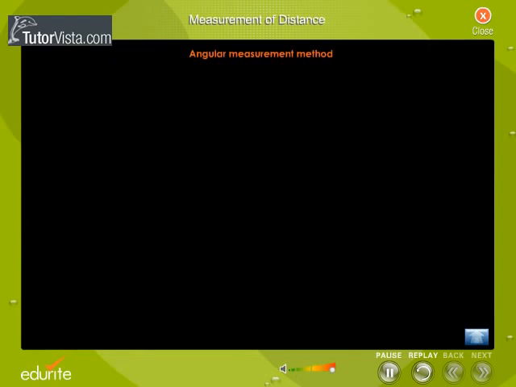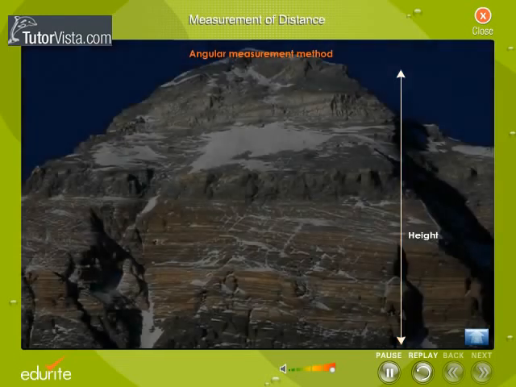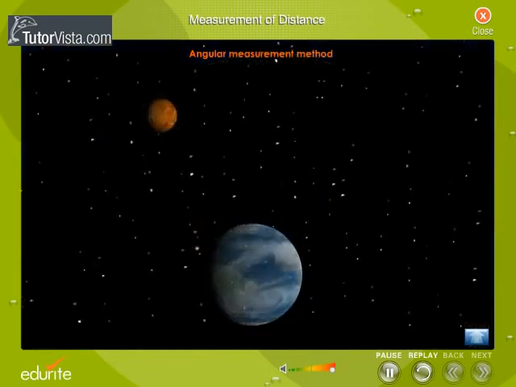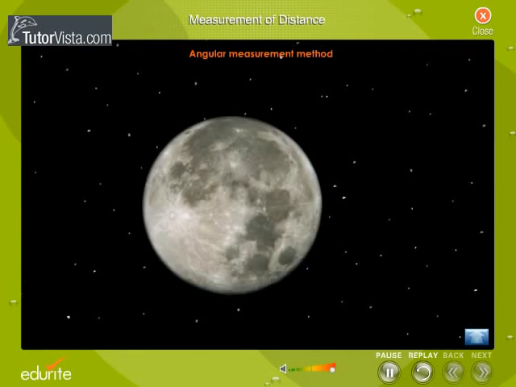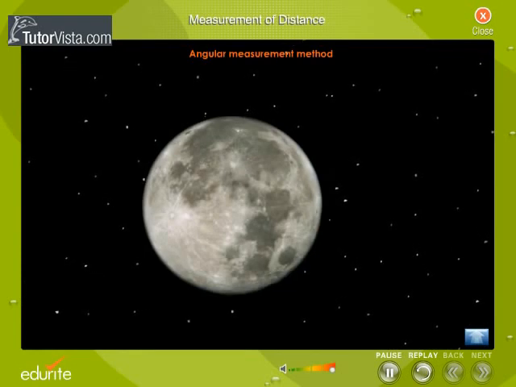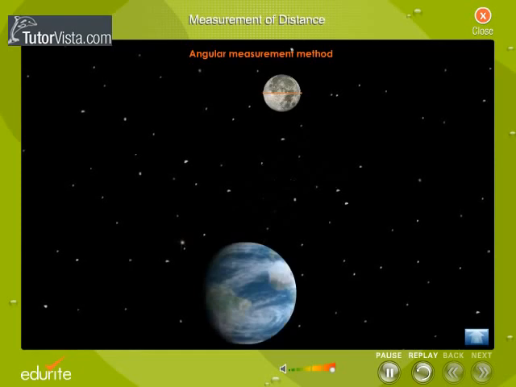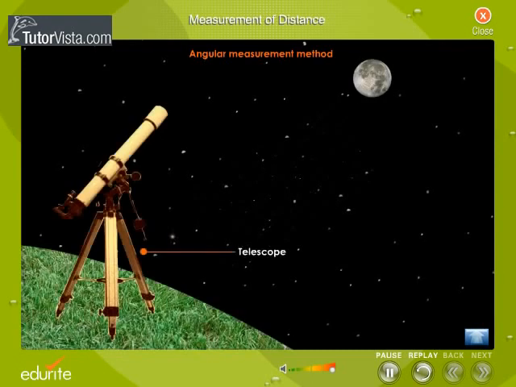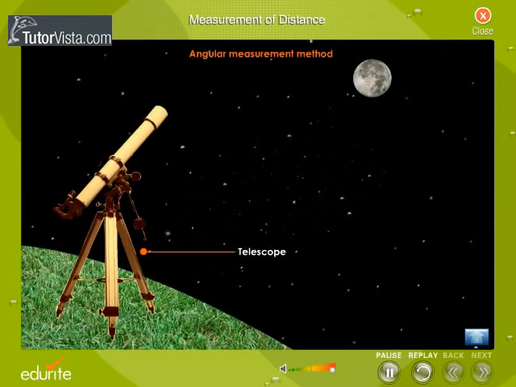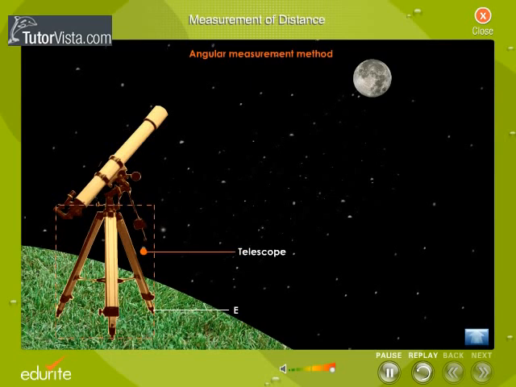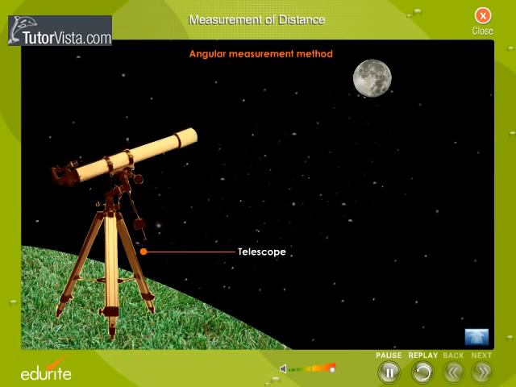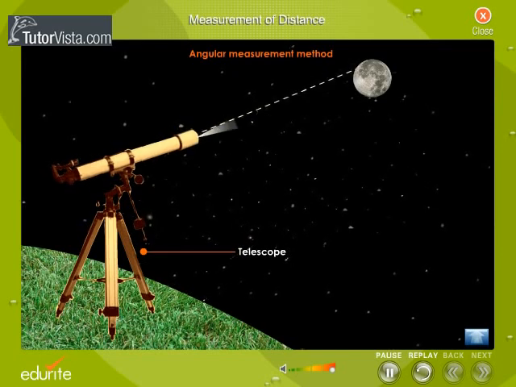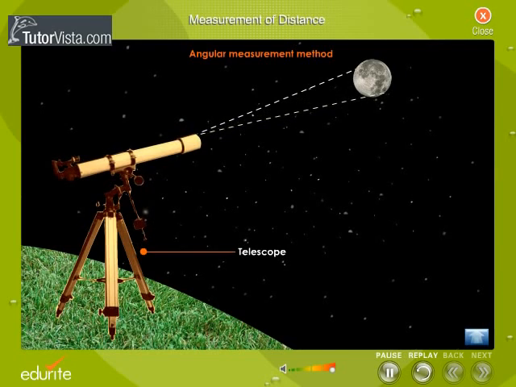Angular measurement method. How do we measure large distances such as the height of a mountain or the size of astronomical objects? We use angular measurement method in such cases. Let us now measure the diameter of the moon by angular measurement method. Observe the moon with the help of an astronomical telescope from a point E on the surface of the Earth. Focus the telescope on a part of the moon as shown here, and then focus the telescope on the diametrically opposite part of the moon.